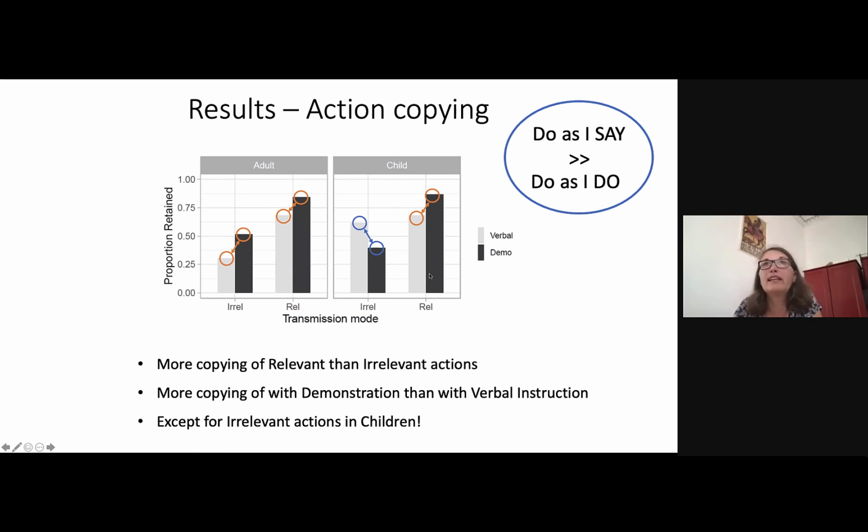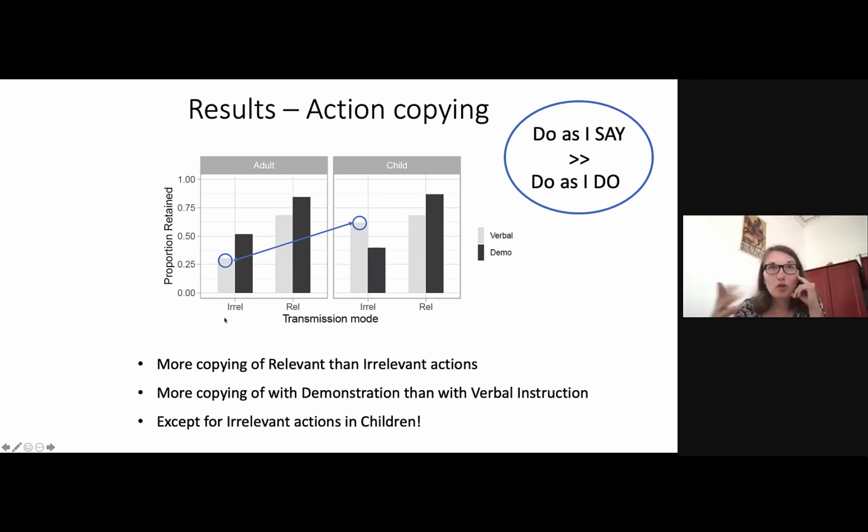However, interestingly, in the case of children and irrelevant actions, which are the ones that are more crucial for transmission, because these seemingly irrelevant actions are the actions that need to be transmitted, that are difficult to transmit in cultural evolution, that are difficult to retain. So we see that children specifically, when they are told, retain more irrelevant actions. They retain irrelevant actions a lot in the verbal condition, but not in the demonstration condition. And this is the opposite pattern to what we've seen before.